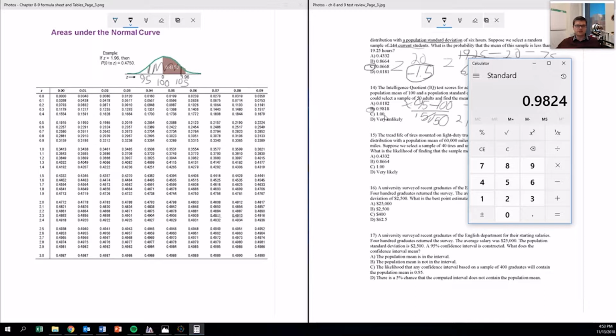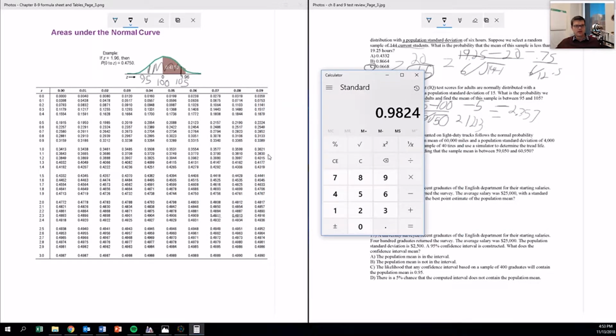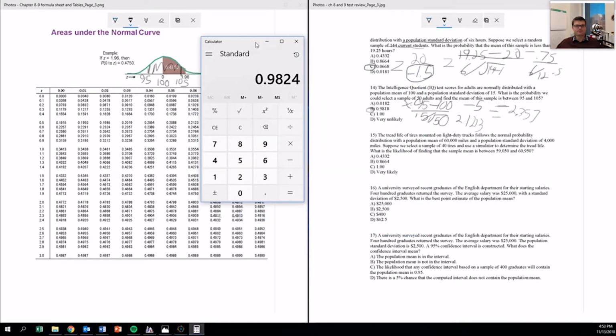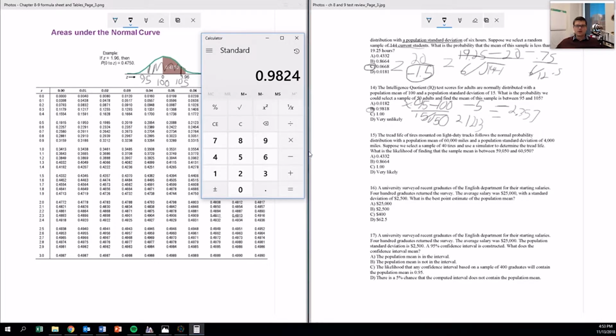The tread life of tires mounted on a light-duty truck follows a normal probability distribution with a population mean of 60,000 and a population standard deviation of 4,000. Okay. Suppose we select a sample of 40 tires and use a simulator to determine the tread life. What is the likelihood of finding a sample mean between 59,000 and 60,950? Okay, so we have the population standard deviation of 4,000, which means that we can use the z-scores.